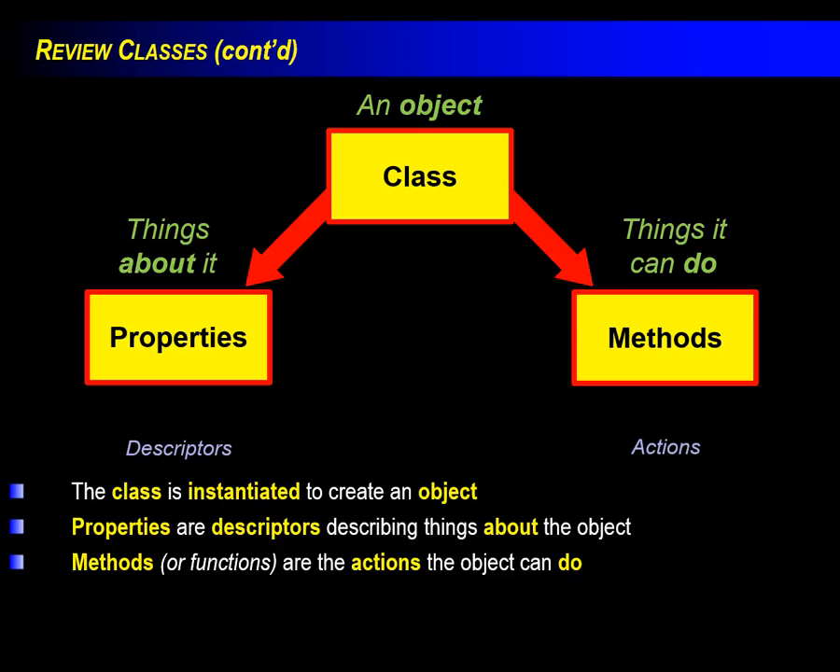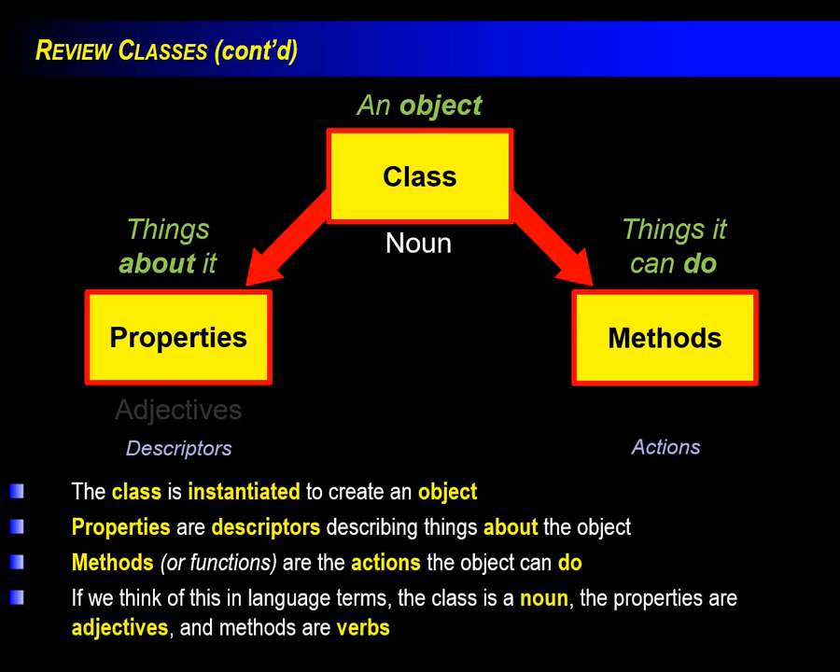What in English are words that are actions? What's a word for that in English? Verbs, yeah. Verbs are actions. What are words to describe something? Adjectives. So then what would the class be? What do adjectives describe? Nouns, right. So a class is a noun, properties are adjectives, methods are verbs. That's another way you can think about it.